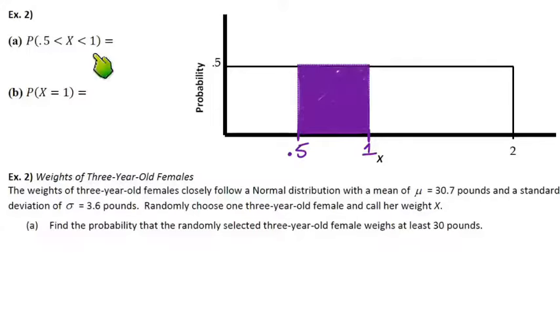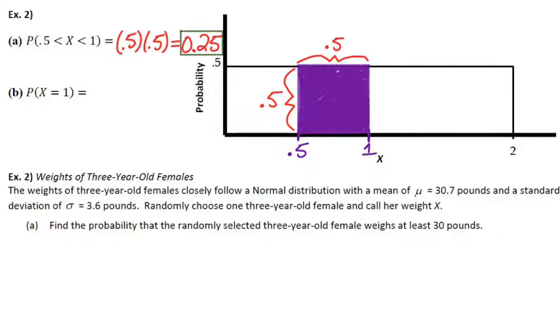So the key is, look at the x-axis, mark off 0.5, mark off 1, and try to find the area of this piece, which should be pretty simple to do here. I mean, it's a square, right? So from here to here is 0.5, the height's also 0.5, so the probability would just be 0.5 squared, or 0.25.